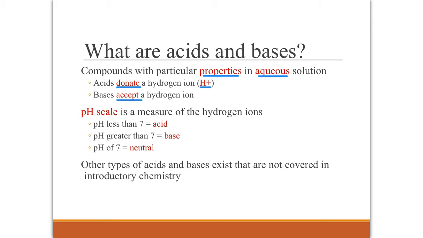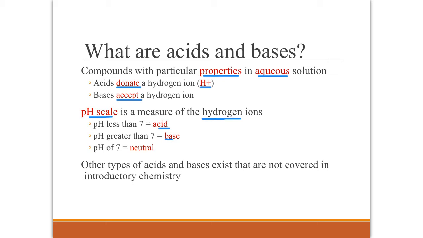We've worked with the pH scale a little bit already in lab, and the pH scale is actually a measurement of the hydrogen ions that are present in that solution. So a pH with a number that's less than 7 is classified as an acid, and the lower the number it is, the stronger the acid. A pH that is greater than 7 is classified as a base, and again, the higher the number, the stronger the base. And then exactly in the middle at 7 is considered a neutral solution.